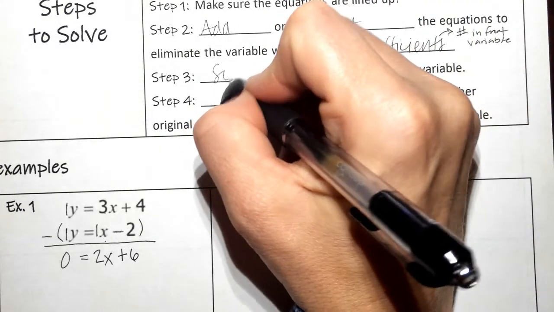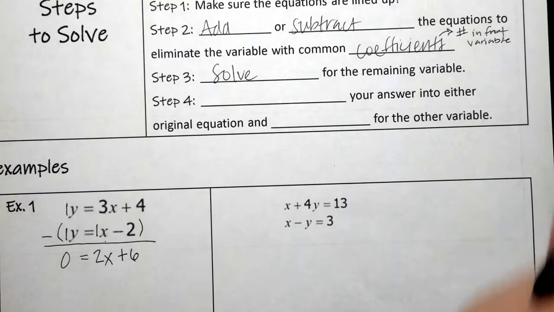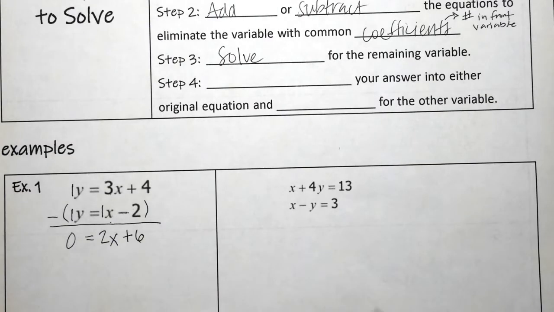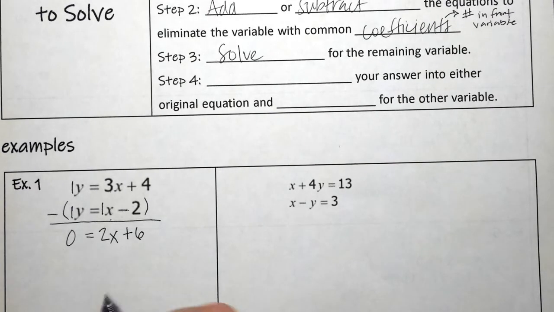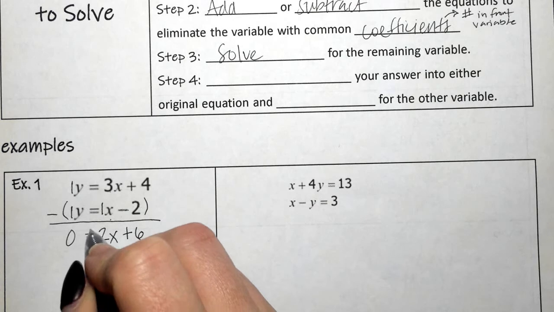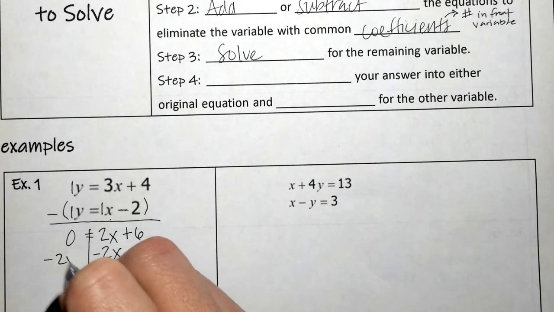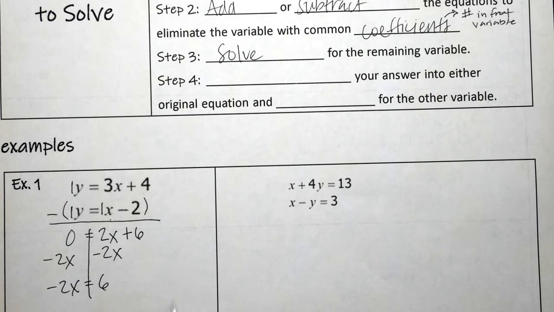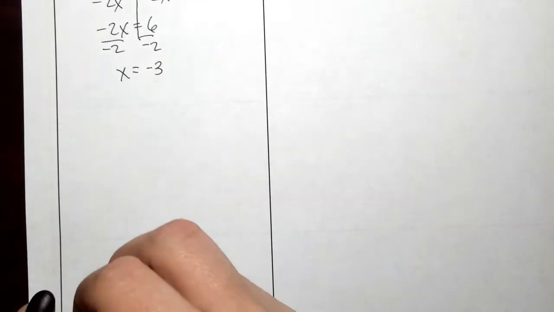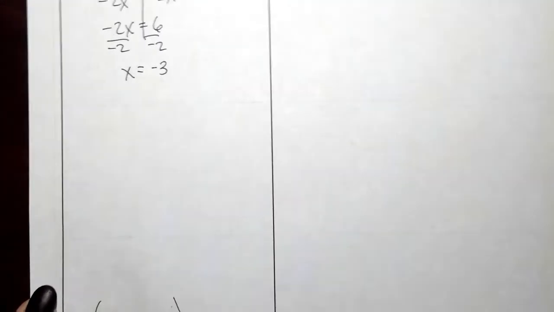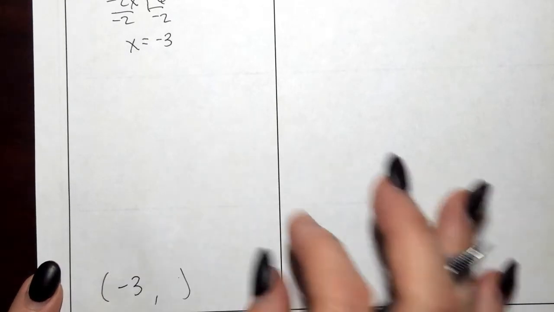Step 3 is solve for the remaining variable. So now we only have one variable. We know how to solve these. I want to get x by itself. I want to move it over to the left-hand side. So I'm going to do opposite operations, just like we've been practicing. Negative 2x equals 6. Divide by what's in front. X equals negative 3. Again, we're still solving our system, so our ultimate goal is to get our point. We solved for our x, so that is negative 3.